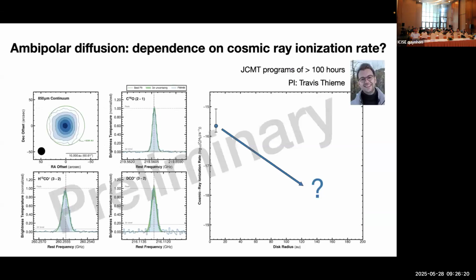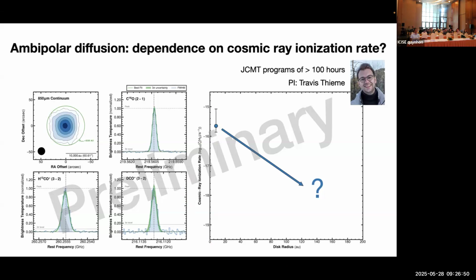So now we have a JCMT program which has been allocated more than 100 hours to observe these lines, like CAKINO, HCO+, DCO+, toward a sample of sources where we know the disk property. And we try to estimate the ionization rate based on a chemical network and compare the relation between ionization rate and disk radius. And this one is ongoing. Hopefully I can give you more updates at the next meeting.